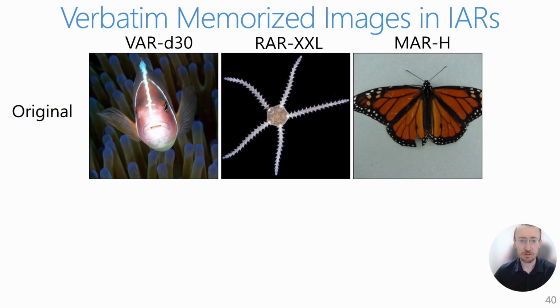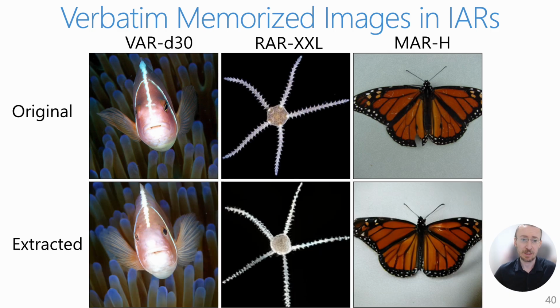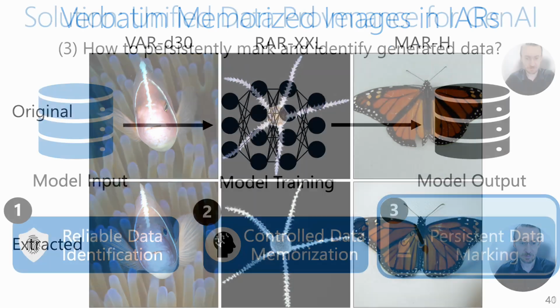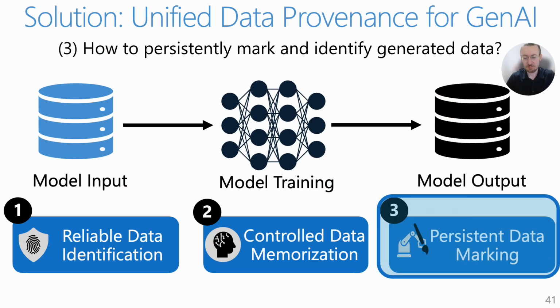These are examples of the images that we identify as being memorized verbatim in these image autoregressive models. So in the first row we have the original training samples, training images used to train the models, and in the second row we have the extracted images using our method. What we observe is that qualitatively these images that we extracted are very, very similar to the training samples. So we observe that the generative models can literally memorize training samples, and actually can generate them.